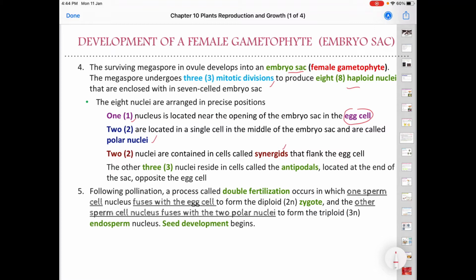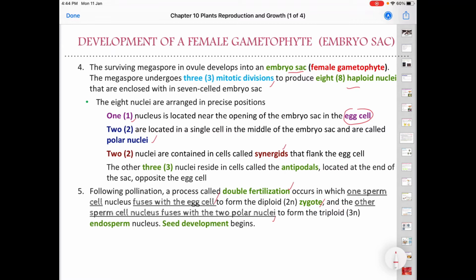Following pollination, a process called double fertilization occurs. Why is it called double fertilization? Because one sperm cell nucleus will fuse with the egg cell to form the zygote, and the other sperm cell nucleus will fuse with the 2 polar nuclei to form the triploid endosperm nucleus.